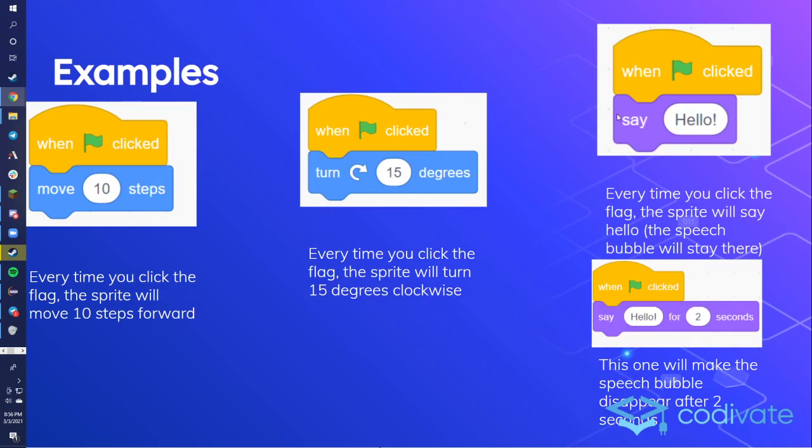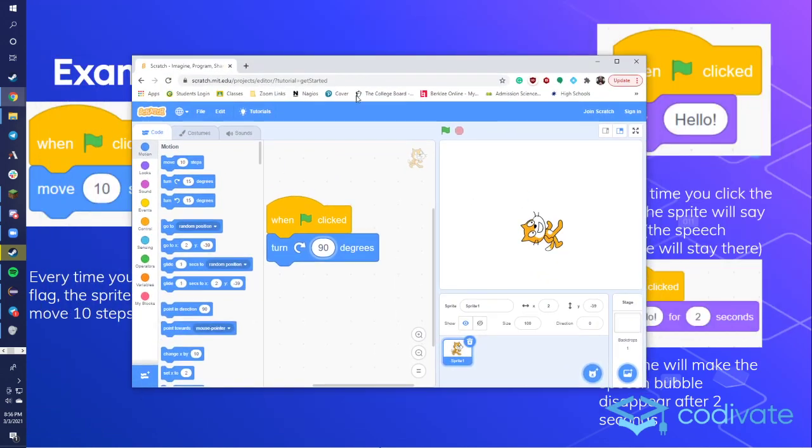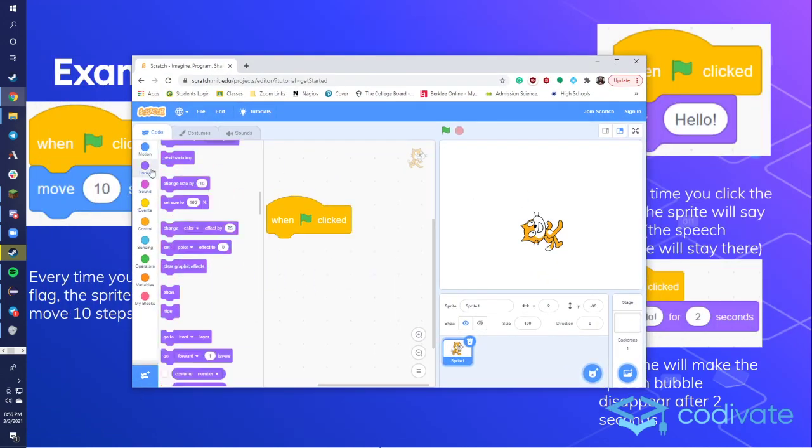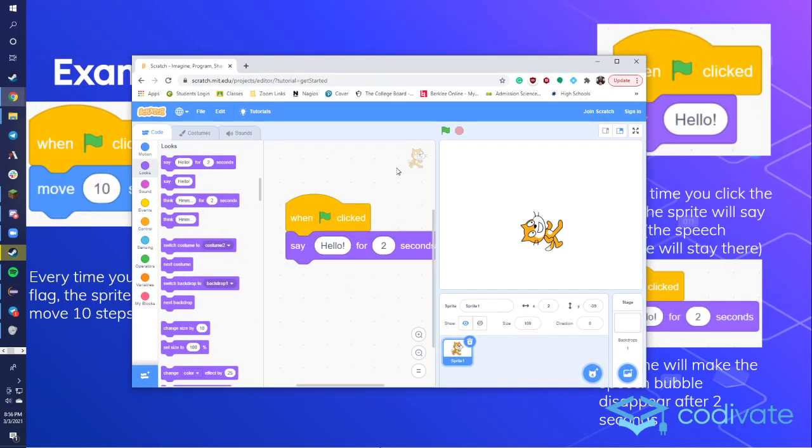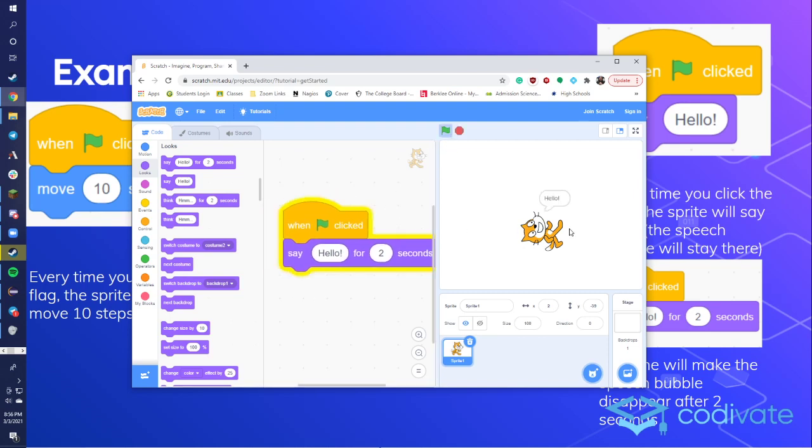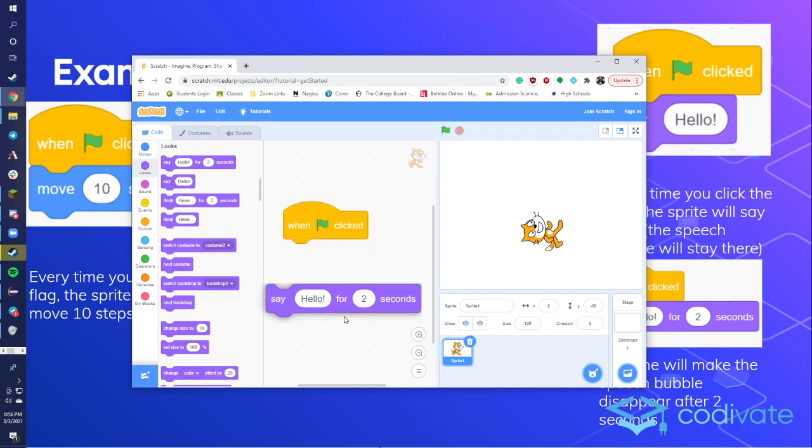Now, the say hello and say hello for 2 seconds blocks are what you'd expect them to do. If I put a say hello for 2 seconds, the cat says hello, and then 2 seconds later, the speech bubble disappears.